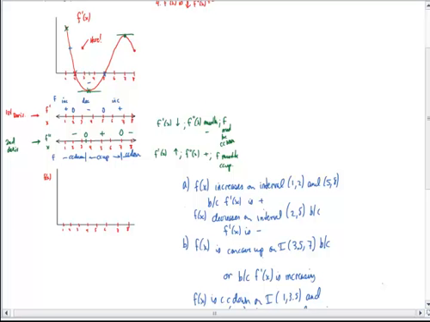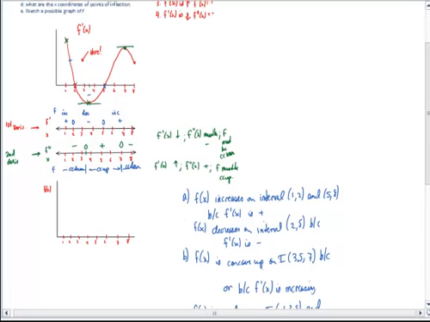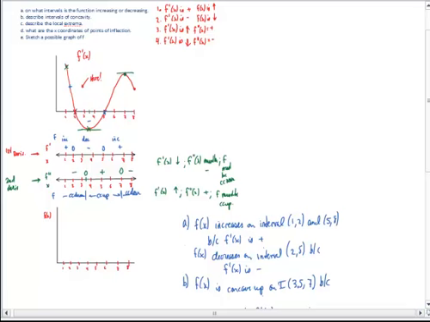Okay, well, hopefully you had a chance to figure all that out. I just came back from the pause and I happened to write down all the information to save you time. So the first question that we may be asked is: on what intervals is the function increasing or decreasing?